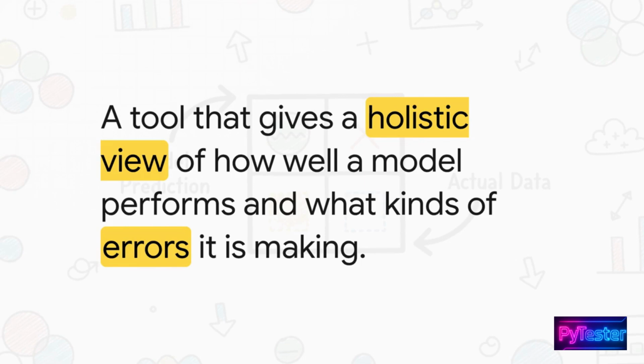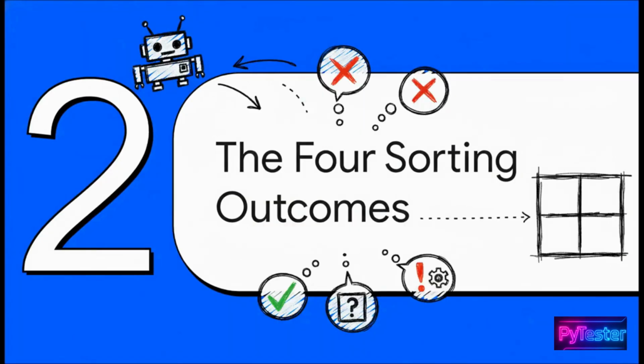We need a better tool. We need a performance dashboard for our robot arm, one that doesn't just tell us if it's right, but shows us exactly how it's right, and, even more importantly, how it's wrong. And that dashboard, well, that's the confusion matrix. It's just a simple way of breaking down every single prediction our robot makes into one of 4 possible outcomes. This is how we get the real story.